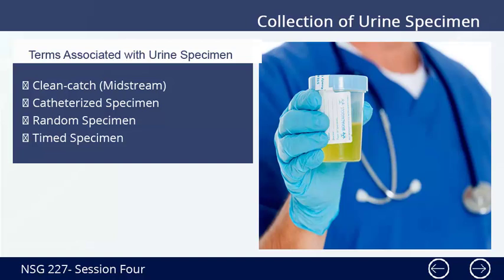2. Catheterized specimen. Insertion of a tube directly into the bladder to obtain a sterile urine specimen. 3. Random specimen. Collection of urine under clean condition for laboratory study, e.g., routine urinalysis during admission. 4. Timed specimen. Urine collected for a specified period of time, usually 12 or 24 hours.